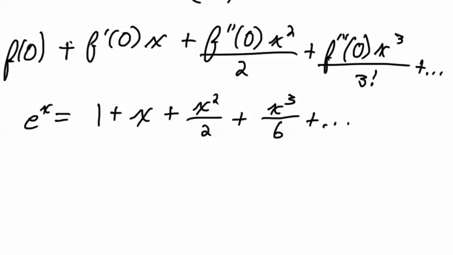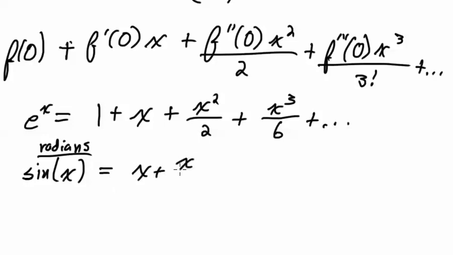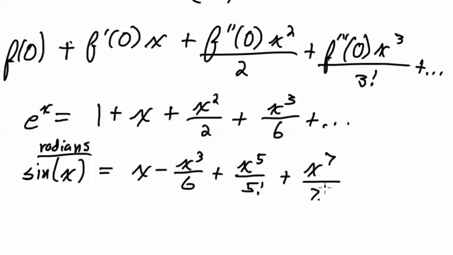Now the Maclaurin series for sine x and cosine x, and I'm going to be saying this is in radians. If I use radians, the Maclaurin series for sine x is x minus x cubed over 6 plus x to the 5th over 5 factorial minus x to the 7th over 7 factorial. I'm sorry, these should alternate, minus, plus, and this last one should be minus. And it continues on that pattern.